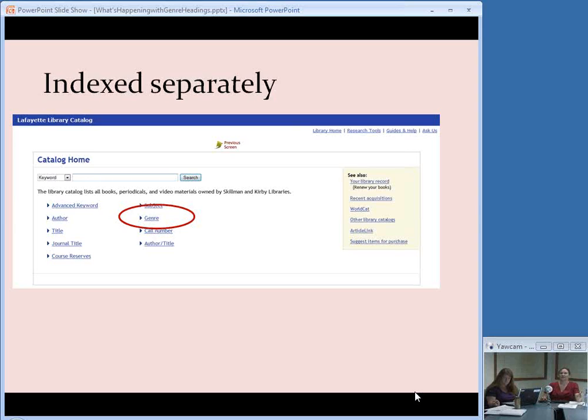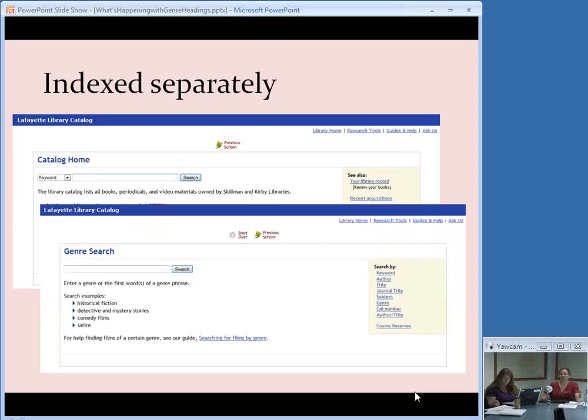From their catalog homepage, if you click on genre, you're taken to a screen where you can search simply for genre terms. One thing I noticed about it is that they have provided search examples like historical fiction or detective and mystery stories. That emphasized something to me: if you make the choice to have a genre index, you're probably going to have to provide some prompts so that people know the correct terms to use. That's the one difficult thing about it. And it's probably one difficult thing about having a subject search.